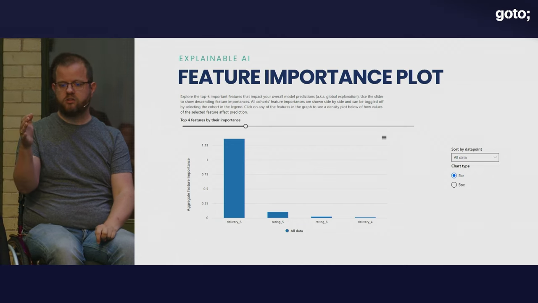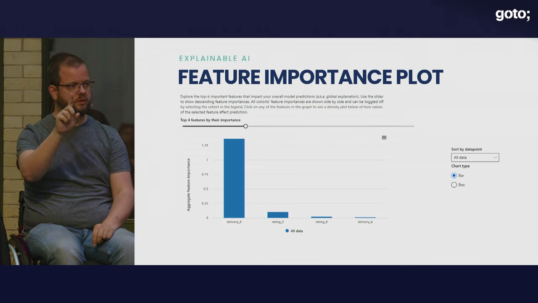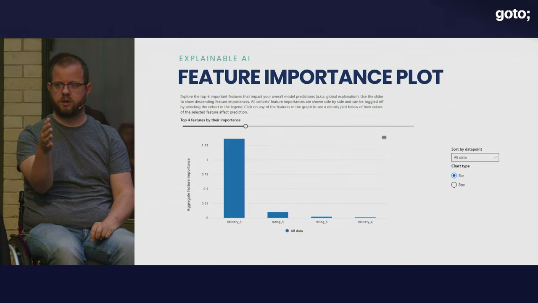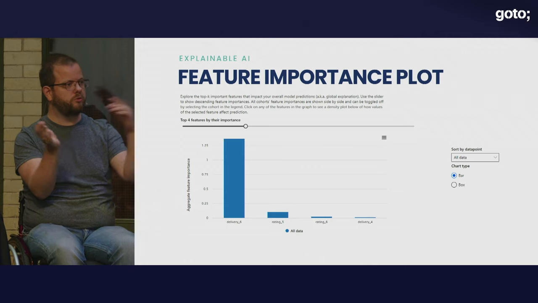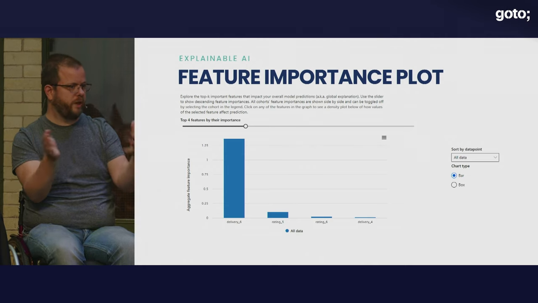So in this case, when I'm looking at this chart, I can see that there's one feature: delivery number 6, the last delivery that the person received, has a high impact on the decision whether somebody's going to leave or not. This is a very useful way of explaining models.